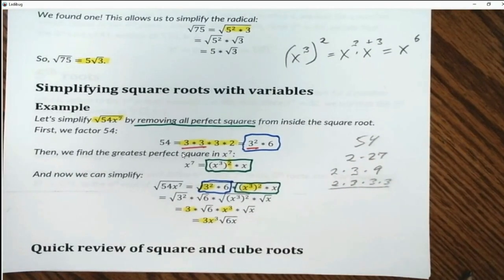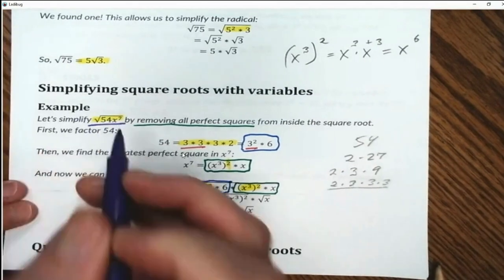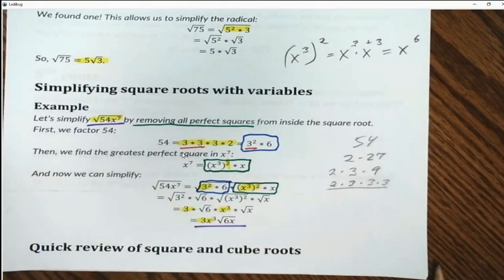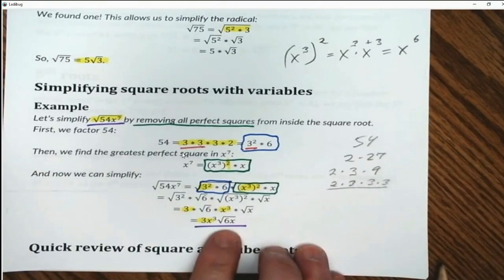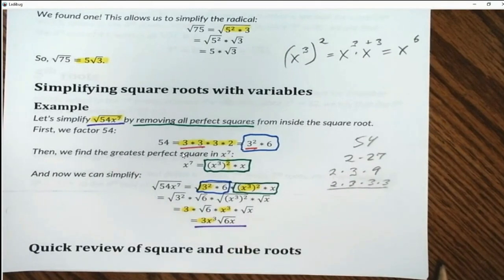So we end up taking this up here and simplifying it to that right there by pulling out of the radical any perfect squares. Any possible perfect squares.